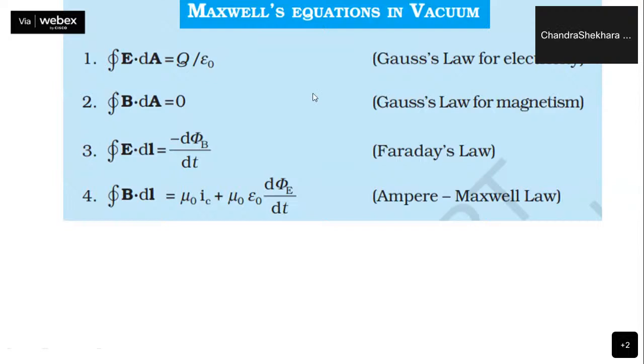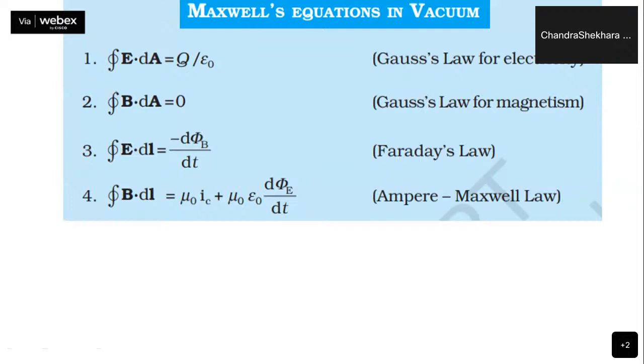The line integral, first equation, I'll explain again. The integral over a closed surface of E dot dA, where E is the electric field and dA is the area element of that surface, is equal to Q by epsilon naught, where Q is the charge enclosed. That is Gauss's law for electricity.